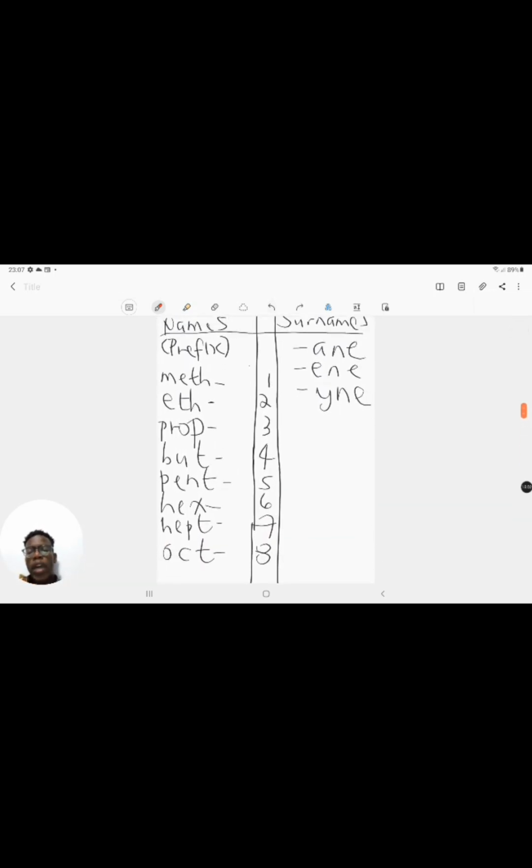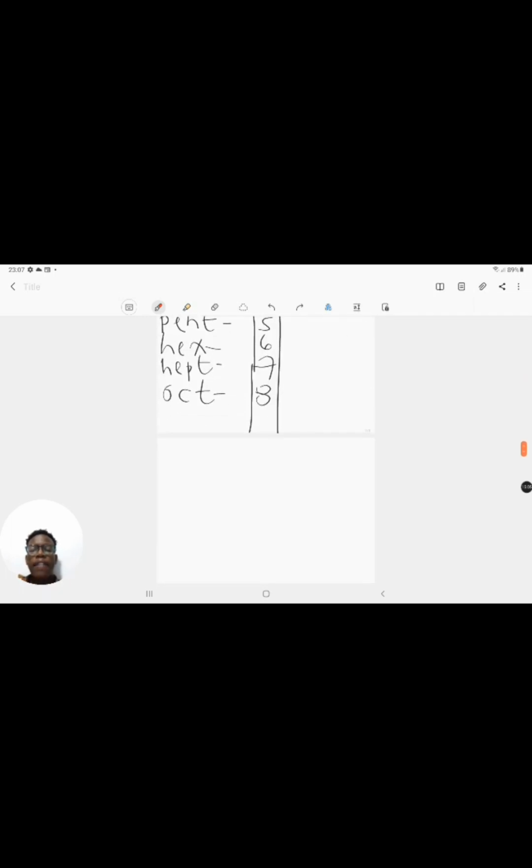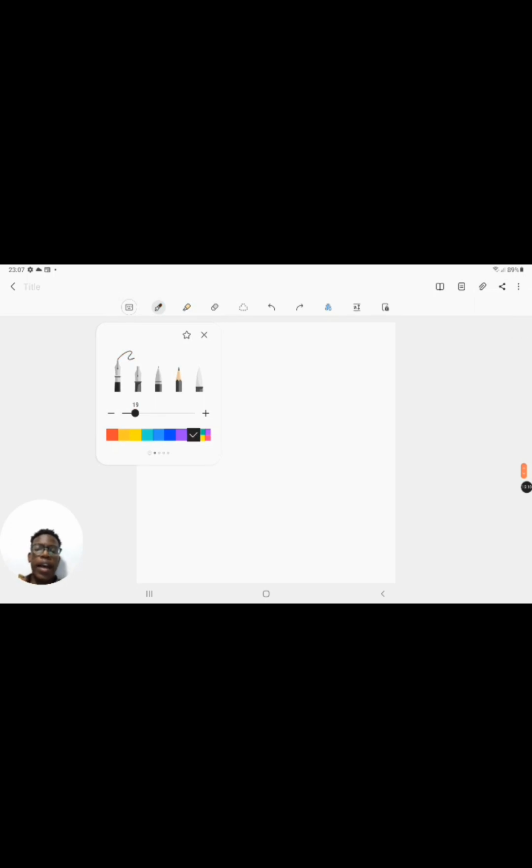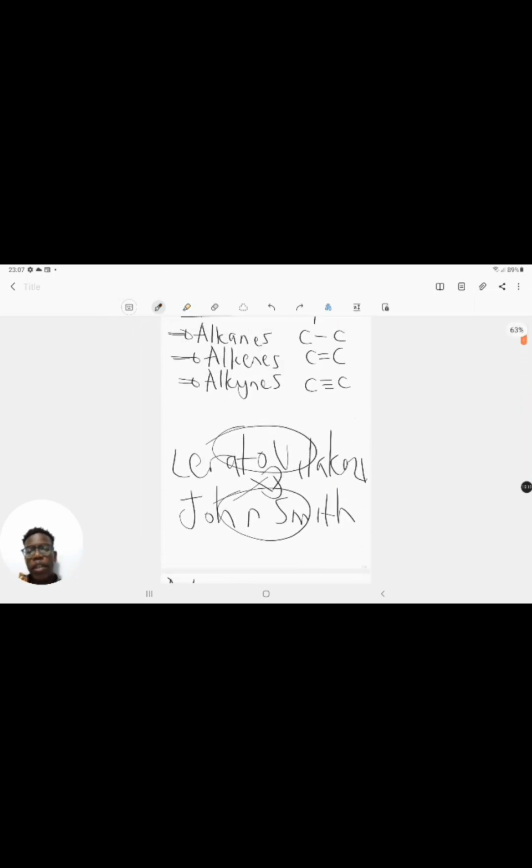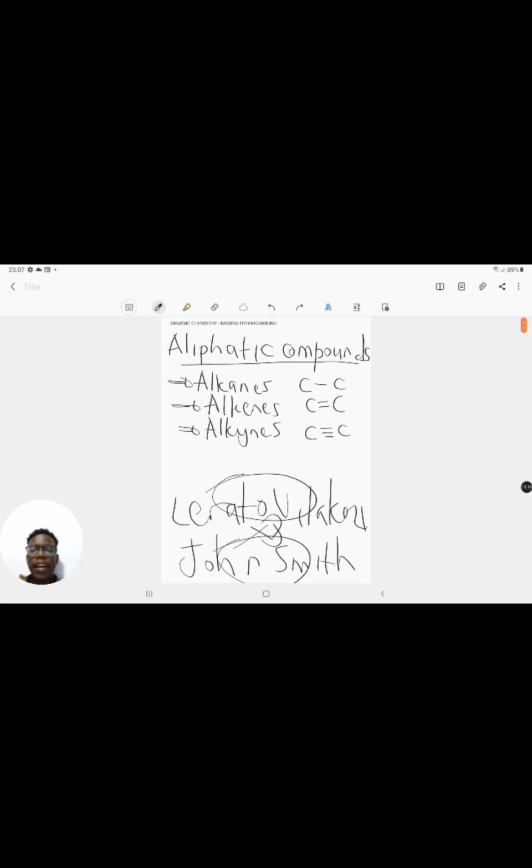Remember we dealt with our aliphatic compounds, and our aliphatic compounds are what? I have them up here, I'm not going to rewrite them. Our aliphatic compounds are alkanes, alkenes, and alkynes. Our alkanes look like that: between any two adjacent carbons, you've got a single bond. For our alkenes, between any two adjacent carbons, you've got a double bond, at least one double bond. And for alkynes, between at least two adjacent carbon atoms, you've got a triple bond.